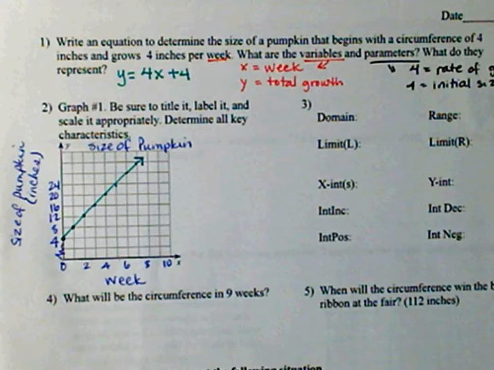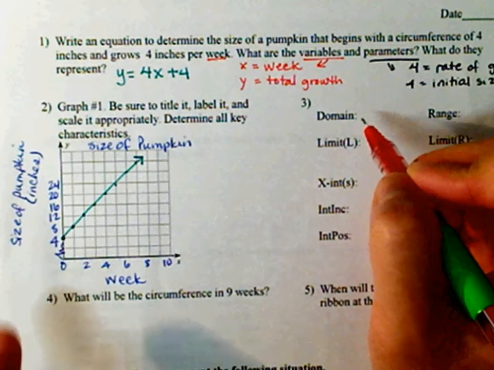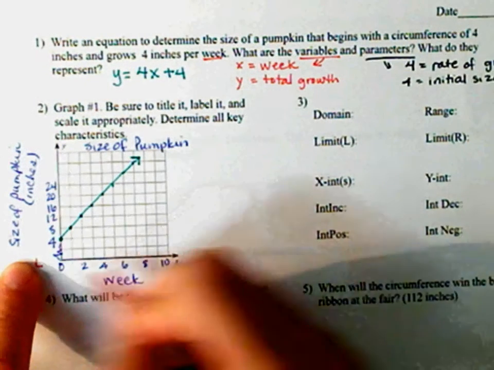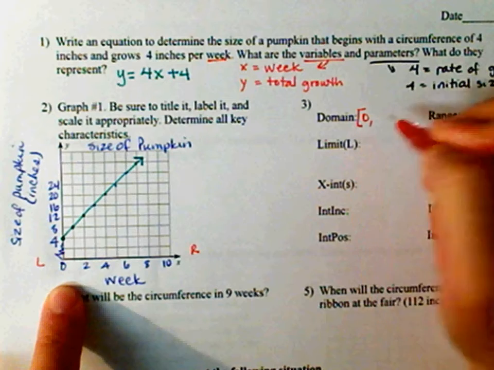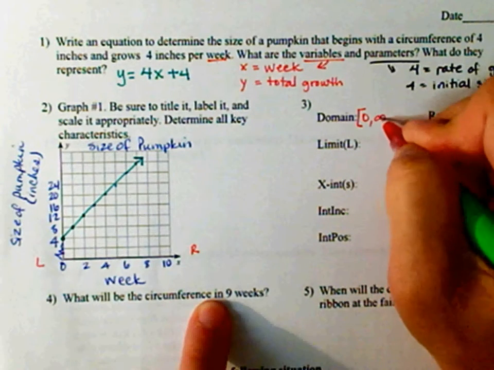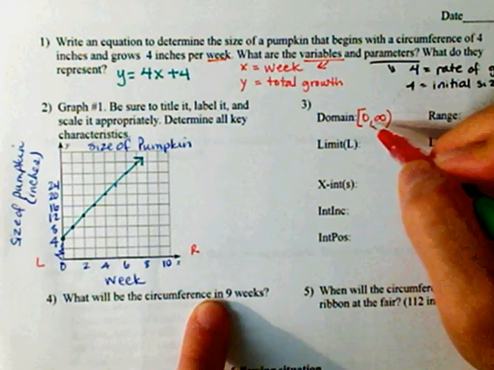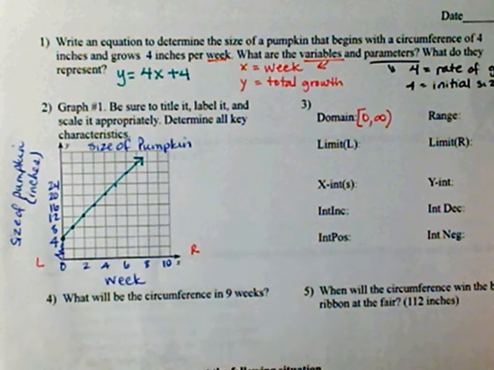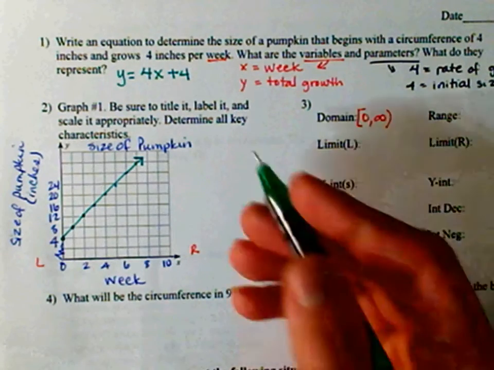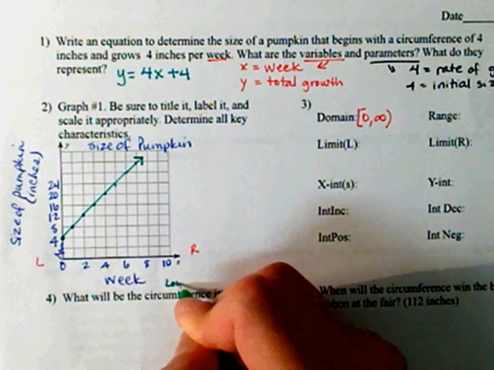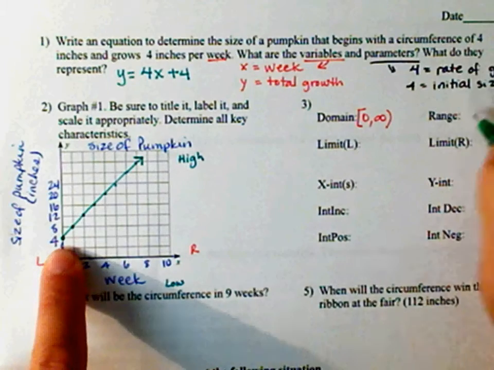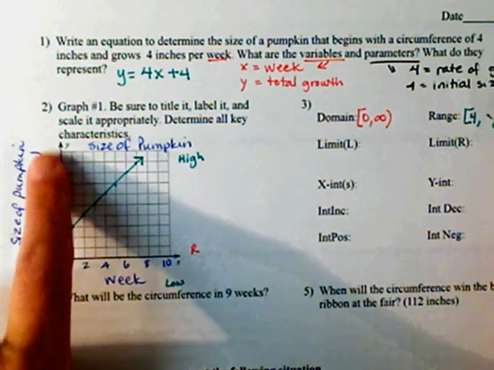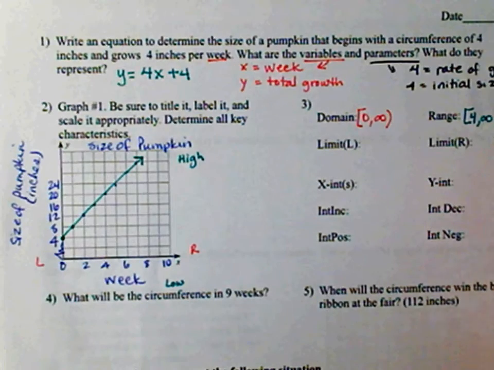Now let's analyze the graph that you have here with some of these questions. Your domain, that goes from left to right. What is my domain? Well, I start off at 0, growth, and it's going to continue to grow. So 0, included, to infinity. What is your range? Your range is from low to high, okay? What is your lowest point? It is at 4, and it's going to keep growing forever to infinity.